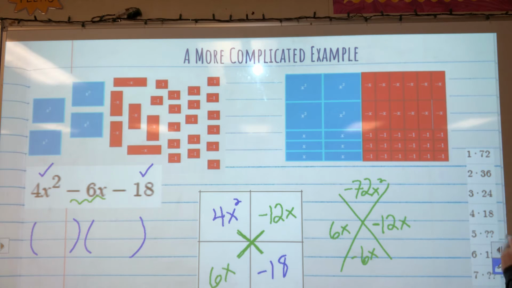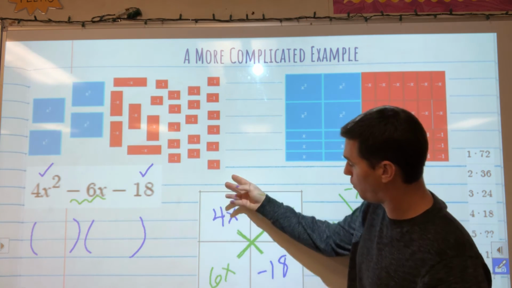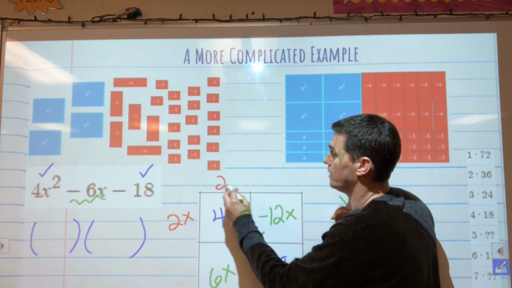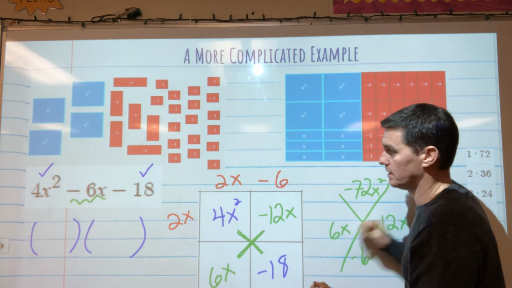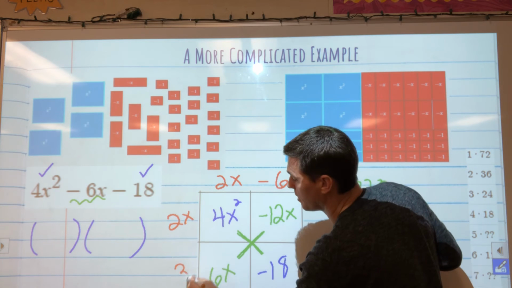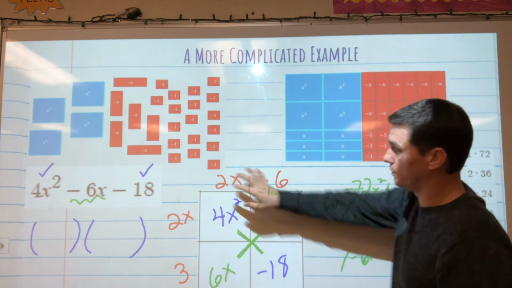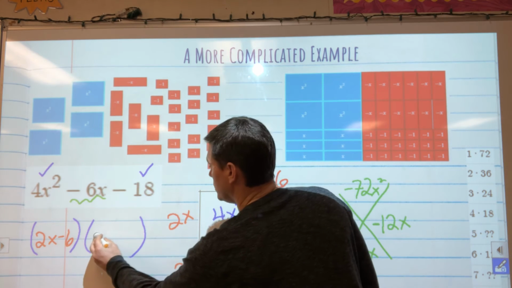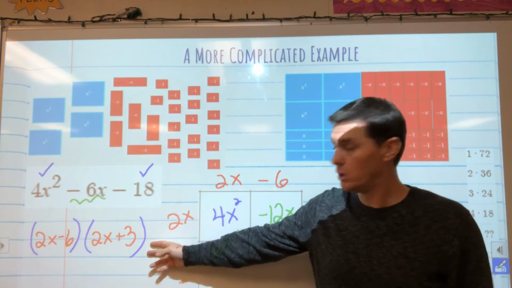And now I just fill in the outside edge. 4x squared: I could go 2x and 2x, or I could go 4 and 1. In this case, it actually does not matter. I'm going to go with 2x and 2x. All right, and 2 times what is negative 12? 2 times negative 6. And 2x times what gives me 6x? That would be 3. And just to double check, 3 times negative 6 is negative 18. Works out. So we've got our length and our width: 2x minus 6, and on this edge, 2x plus 3. Voila, we went from a sum to a product.